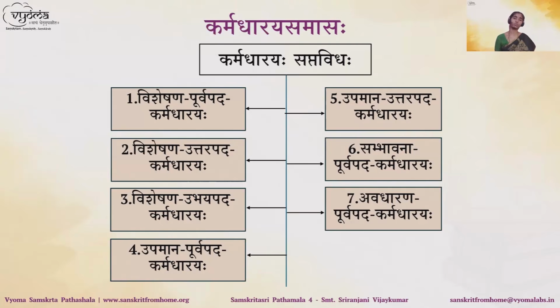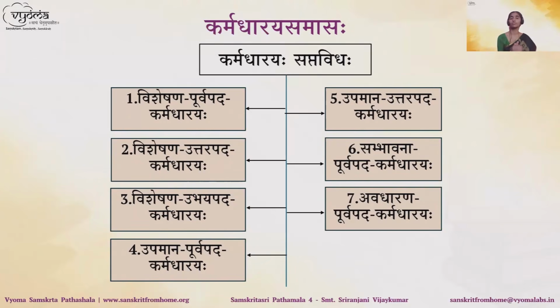2 more left out. So mostly if you see from the name only, it is very easy to understand what kind of words come into the samasa, right? So we have visheshana purva pada, which means the purva pada is going to be a visheshana. Then the second type, visheshana uttara pada karmadharaya, meaning the visheshana pada will be the uttara padam. Visheshana ubhaya padam, which means both padas are going to be visheshana.